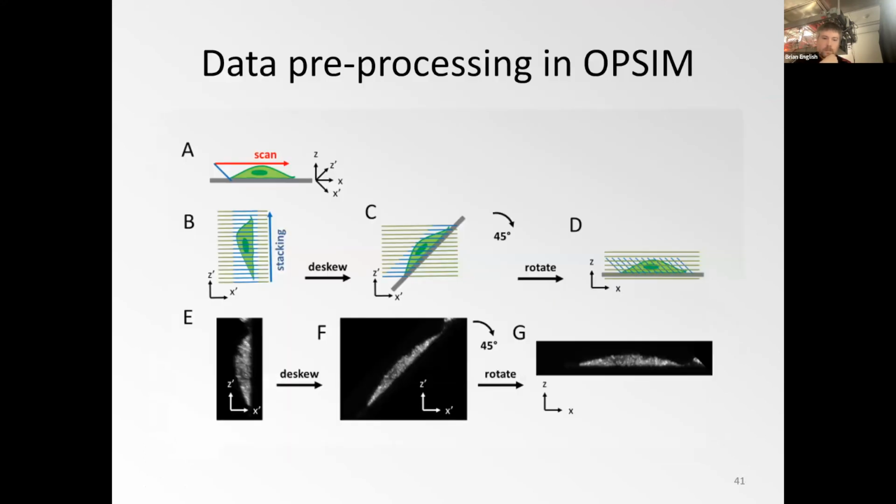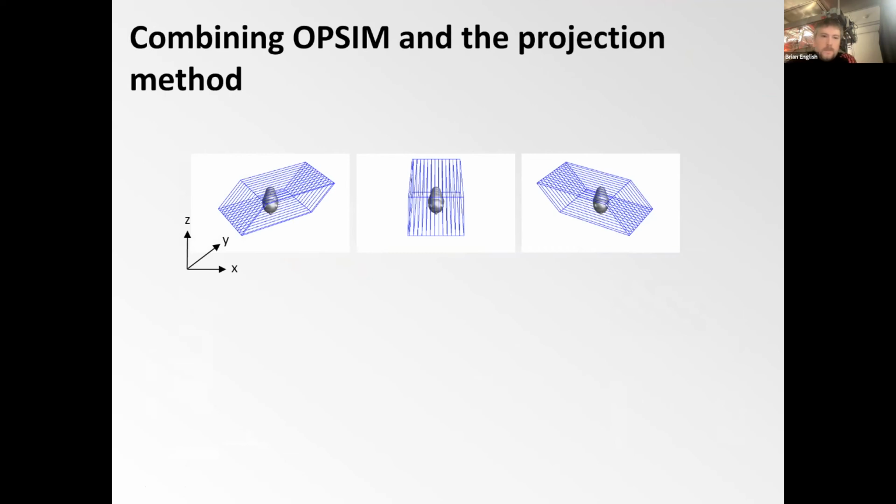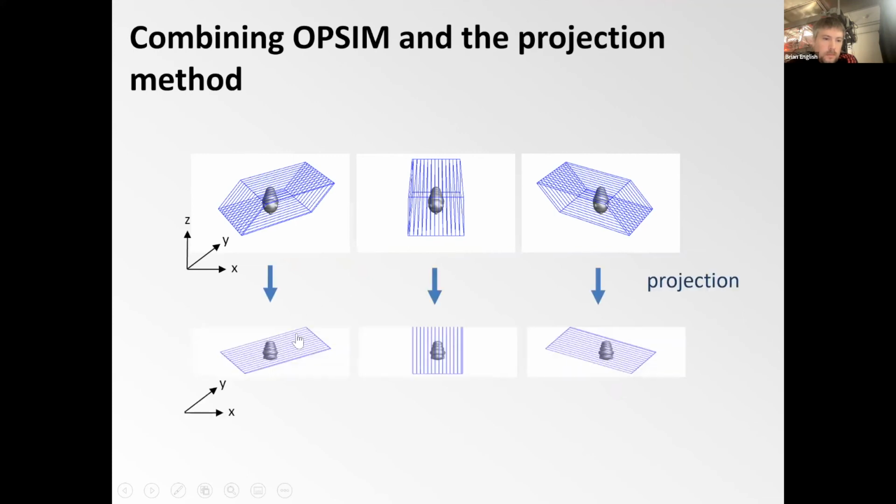And the last thing I wanted to show, we can also do this projection with OPSIM. Here are the three differently oriented volumes under different structured illumination. We can essentially use the projection method to map them into, say, an XY plane. We can sweep the structured light sheet through the sample and use the projection trick to essentially squash that whole volume along the z-axis into a 2D plane.